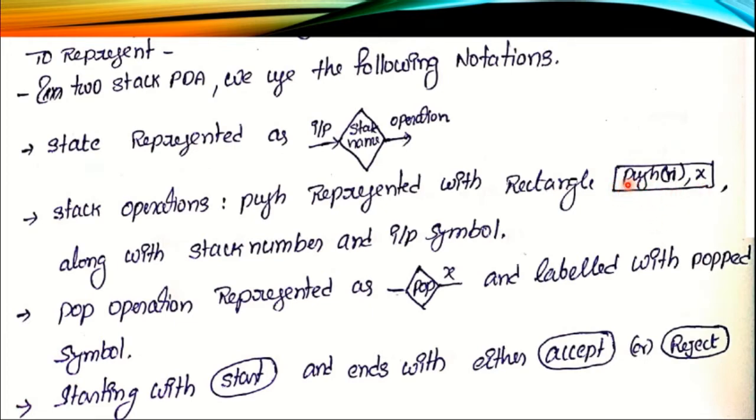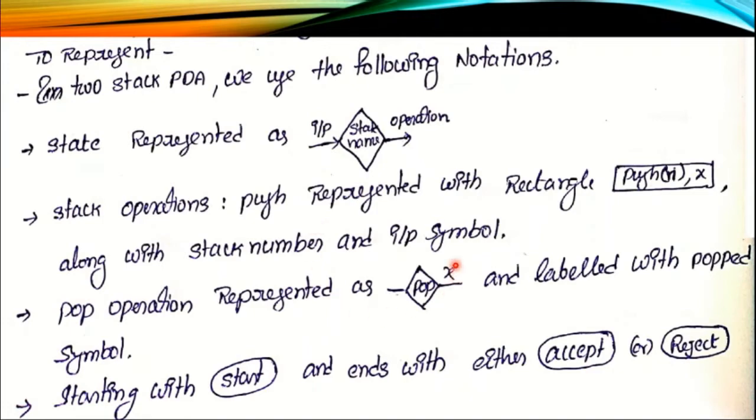Here we represent push of n, so that means we are performing the push operation in stack 1 or stack 2, anyone. So n indicates the stack number, which may be 1, 2, anything, and whatever the pushed symbol, either A, B, C, anyone, that is indicated with some X. So this is the way of representing the push operation.